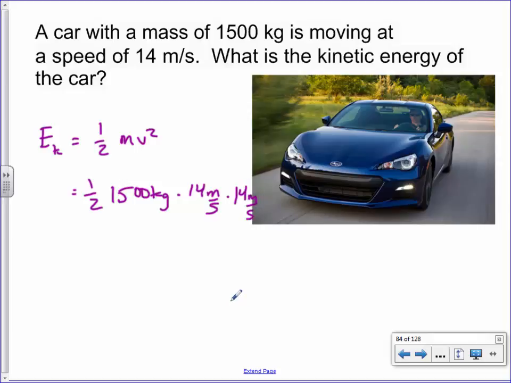So, take your calculator. 1/2 times 1,500 times 14 times 14. Why do you do it times 14? Because it's v squared. Does that make sense? The squared symbol means you have two of them.